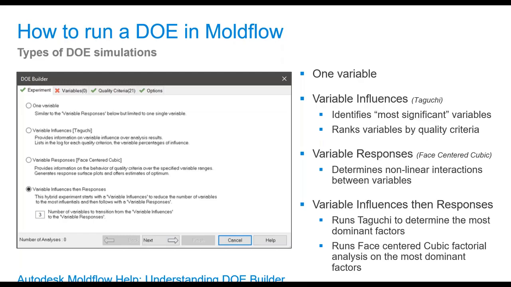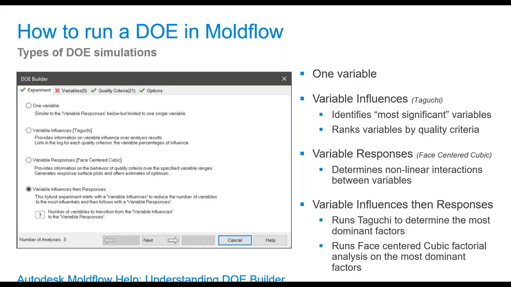This result is a response surface plot, which shows how sensitive each selected criteria is to the selected input variable. And then lastly, variable influences, then responses. This is the one that we'll take a deeper dive into today. The one thing I do want to note here is that you can specify the number of variables to transition from, whether it's 3, 4, or more. And in this example, I specified 3.